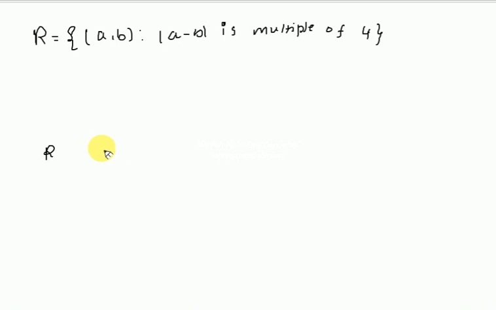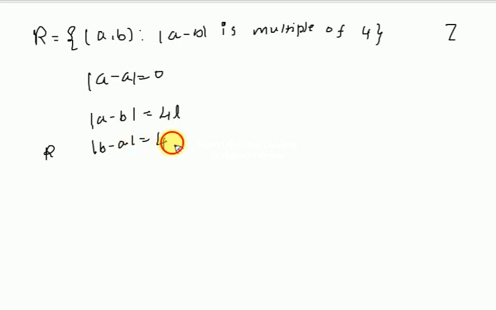So then the ordered pair (a, b) where a − b is a multiple of 4. I will briefly explain this. First of all, |a − a| = 0 is a multiple of 4. Therefore, for all a belonging to Z, (a, a) belongs to R, hence it is reflexive. Then if |a − b| is a multiple of 4, we can write |a − b| = 4L. Then |b − a| is also equal to 4L itself, hence it is symmetric. Then finally, to prove it is transitive, we need to consider a − b and b − c.